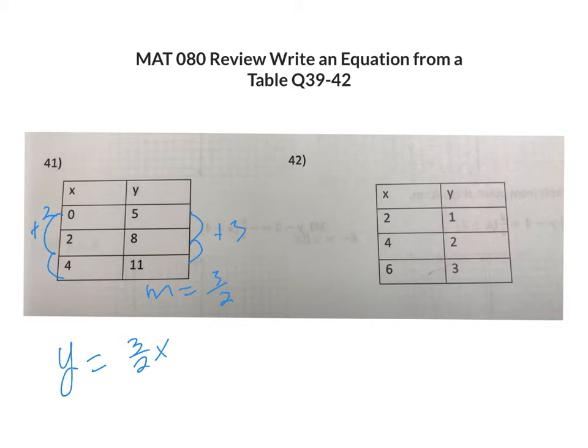And we want that y-intercept. What is y when x is 0? We look here and see that y is 5. So we're going to put plus 5 because it's a positive. And for the last question, question 42, find your change of y over change of x.